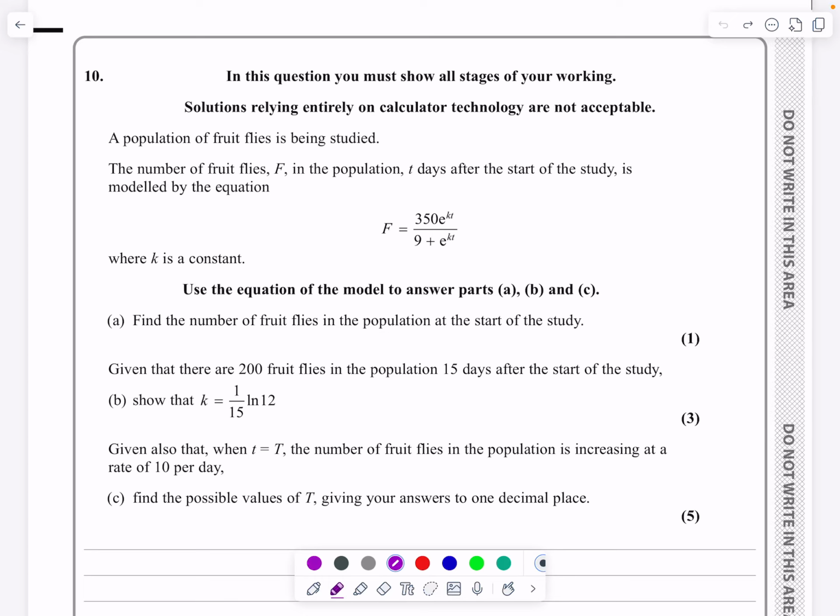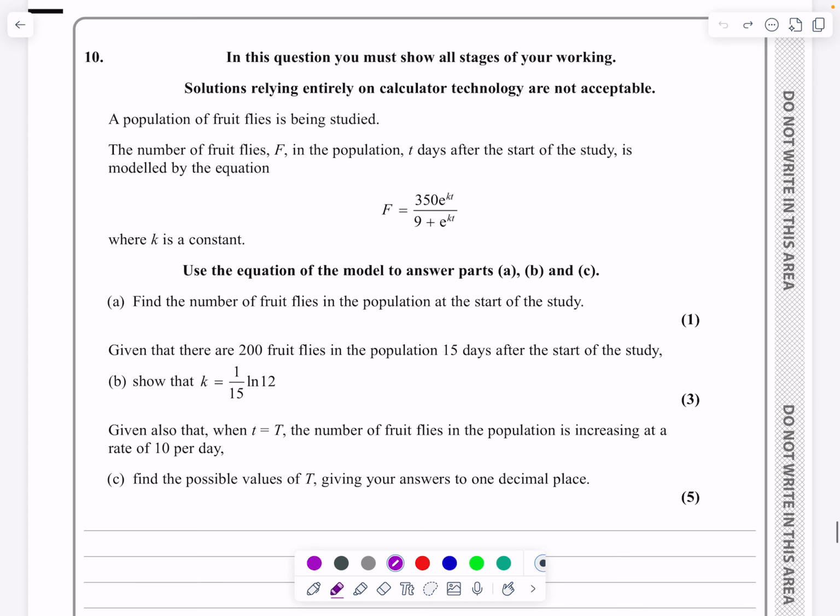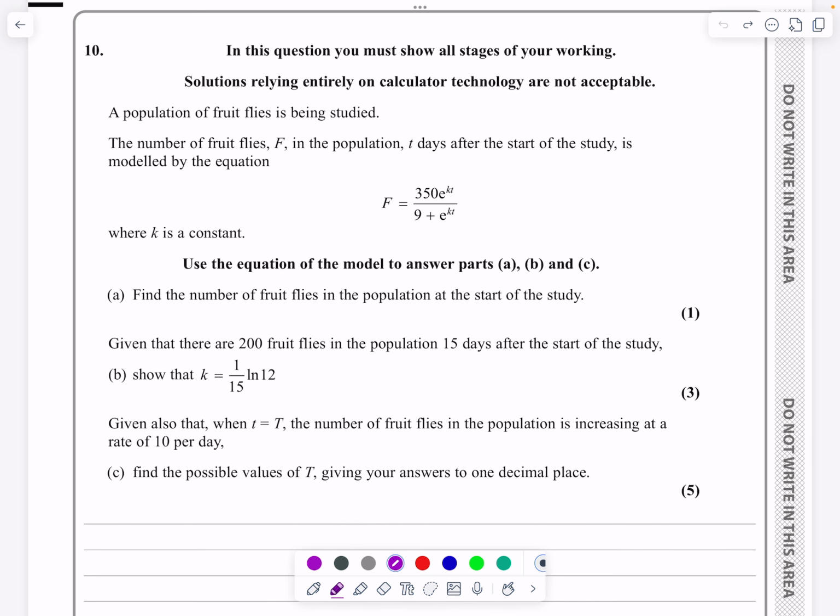Okay, this is the P3 paper from January 2023. This is question number 10, which is the last question in the paper. And as you can see by looking at it, this is an exponential and logarithms question. In particular, we're going to be doing exponential modeling. It's question 10, so we expect it to be relatively difficult.